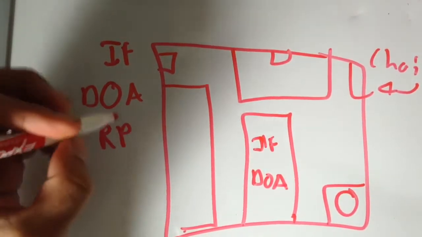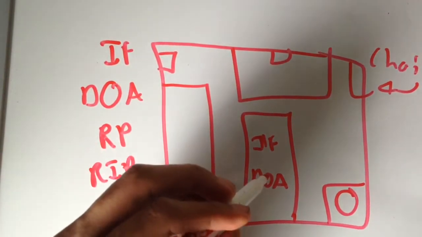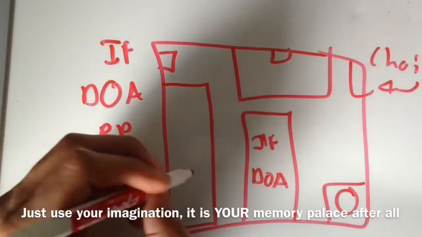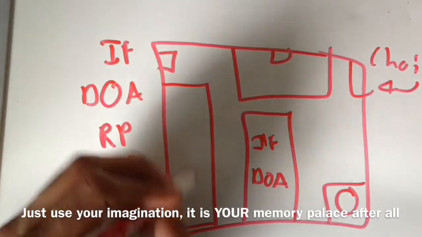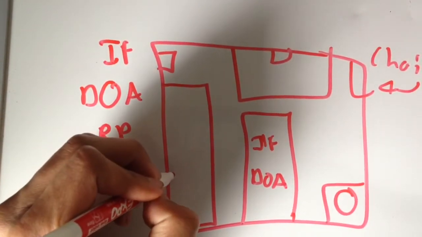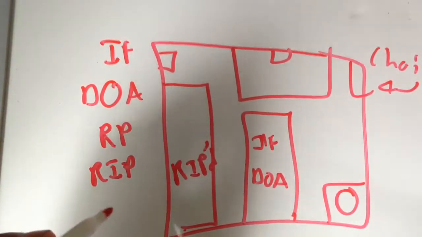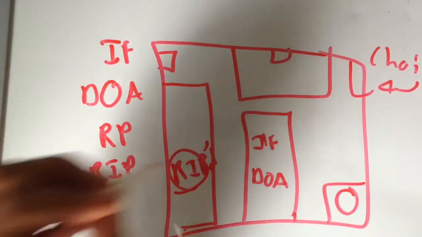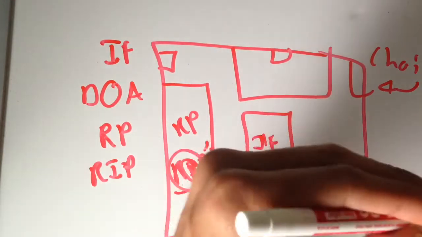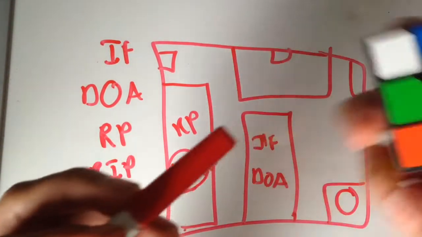So RP, I'll probably think of RIP. And then if the DOA, I'll probably go down to my little desk right here. I mean, not the desk, the little dresser. If the DOA was RIP, it ripped. I don't know, as long as I remember it, I meant RP. So if the DOA ripped, and then P needs to go to U, and then S.